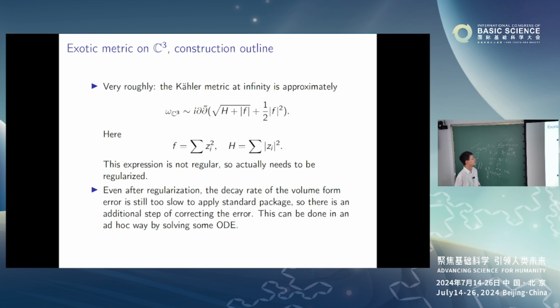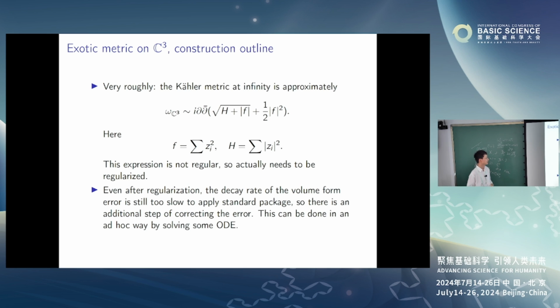Okay, so an outline of the construction is that you write down some scalar potential near infinity. So the moral is that you write down some ansatz metric, and then you try to run this Tian-Yau-Hein package to perturb this into an actual Calabi-Yau metric. So that is the moral.